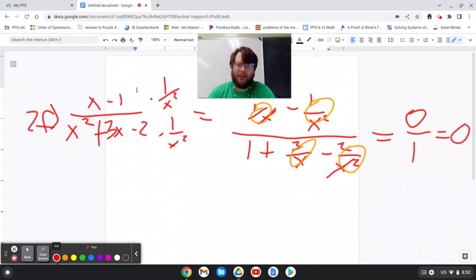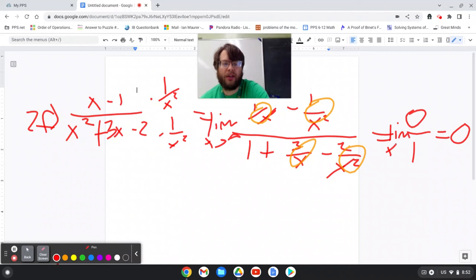I skipped writing the limit there, but you really should make sure that you're writing the limit as x approaches infinity in order to justify what steps you're doing, because it's not true that those expressions are equal unless you write the limit there. Okay, so if the denominator has a higher degree than the numerator, your function is going to tend towards 0 as x goes to infinity.